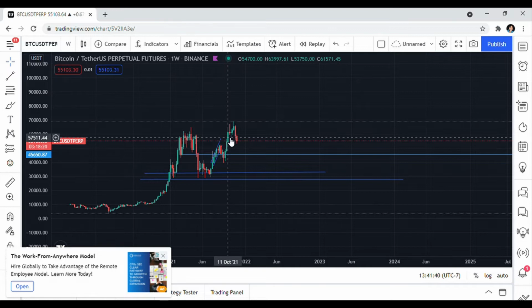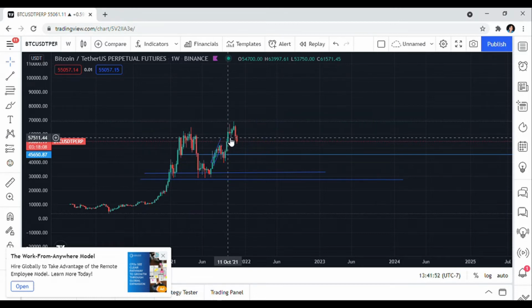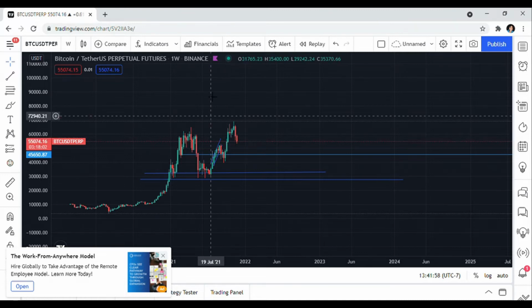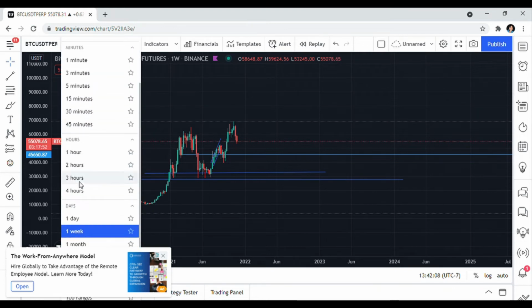When you are drawing support and resistance lines, you want to start out by observing and analyzing the bigger time frame first. Then you move down to the smaller time frame. This is called multiple time frame analysis. On TradingView here, you can observe multiple time frames by hovering to the top left. Click on that, and then you can see all the time frames available.